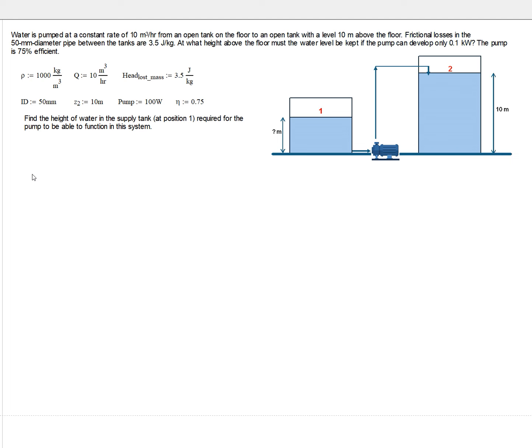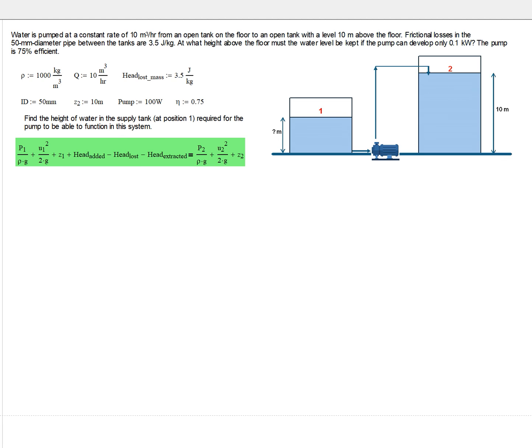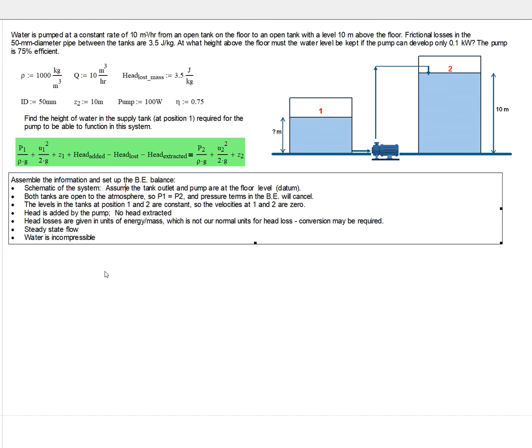motor out. So anyway, the way I like to start these problems, number one, we've got our schematic. We've got our positions where we're going to apply a Bernoulli equation balance. And so what I like to do is write the overall, general Bernoulli equation, and then start thinking how we can simplify these terms.